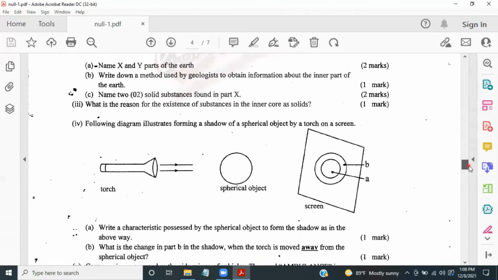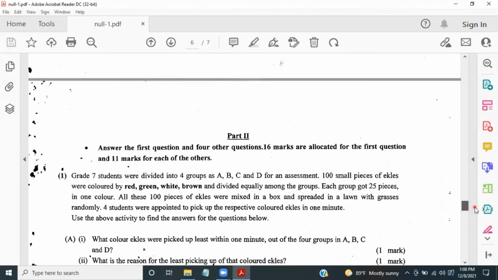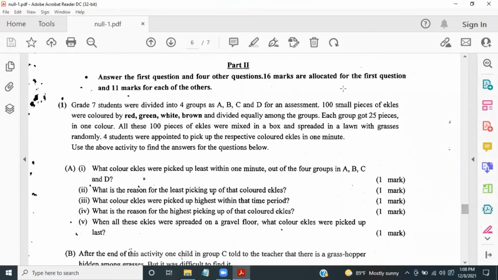Next, we will discuss question number 1 in part 2. Grade 7 students were divided into 4 groups as A, B, C and D for an assessment. 100 small pieces of ickles were colored red, green, white and brown and divided equally among the groups. Each group got 25 pieces in one color. All these 100 pieces of ickles were mixed in a box and spread randomly in a lawn with grass. 4 students are appointed to pick up the respective colored ickles in 1 minute.